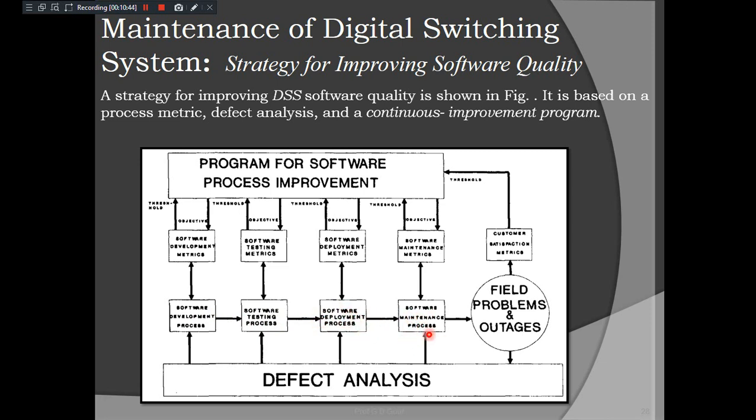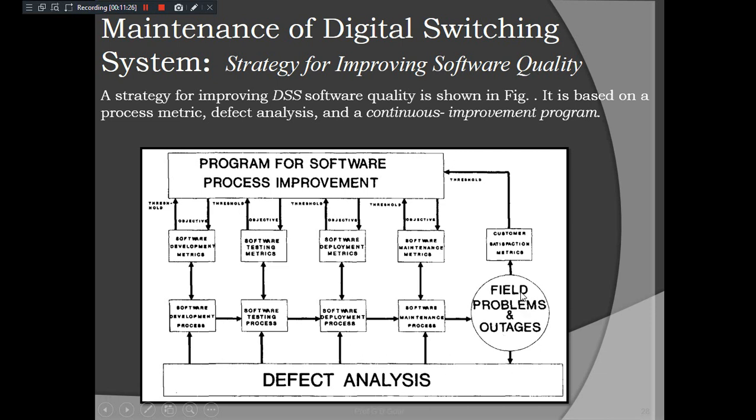Then the software maintenance process: once it is deployed, to what extent it will be maintained, whether it is maintainable or not, once it is released in the market, and what are the problems now coming in the field, the field problems and outages. The same thing will be given as feedback to defect analysis. Once again, you can see here there is a closed feedback loop between all these processes and the defect analysis and these field problems and outage blocks. There is a closed feedback circulating between all the processes, field problems and defect analysis.